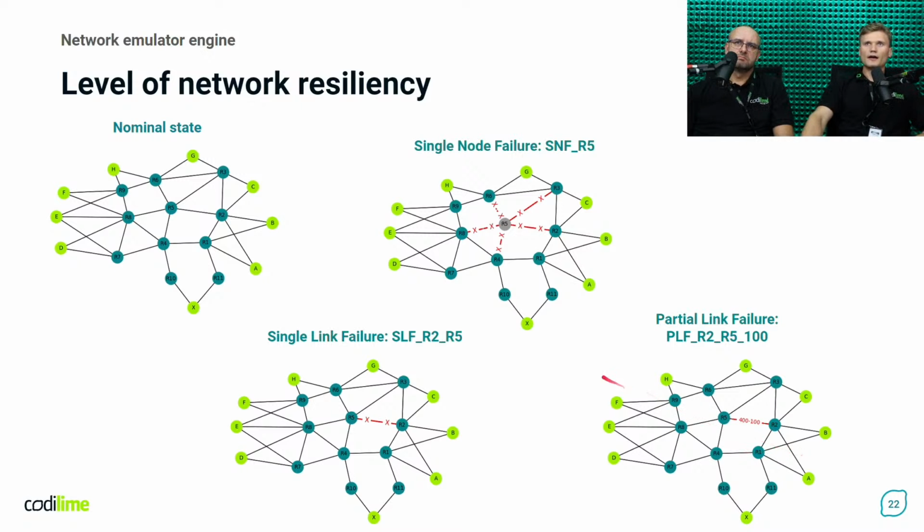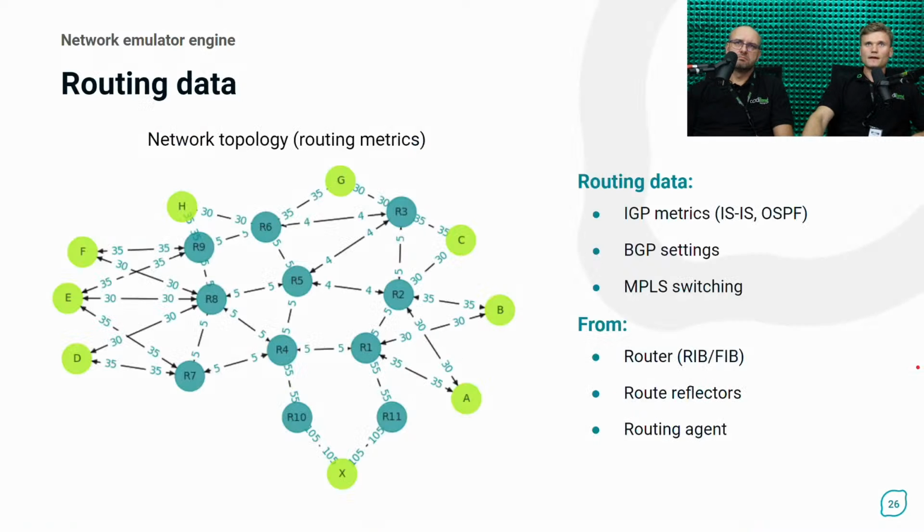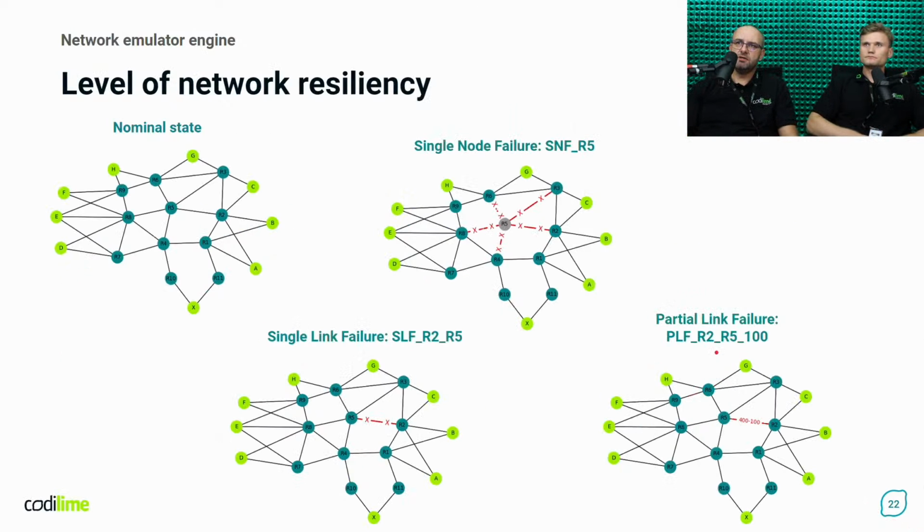And now we say that the network is resilient to, let's say, single node failure if for any node failure the network is capable of carrying all the traffic. There are no overloads in such a network. And similarly for different failure scenarios. I would also add that usually the probability of a partial link failure is much higher than a single link failure, and a single link failure is much more probable than a single node failure. So it's worth noting here.